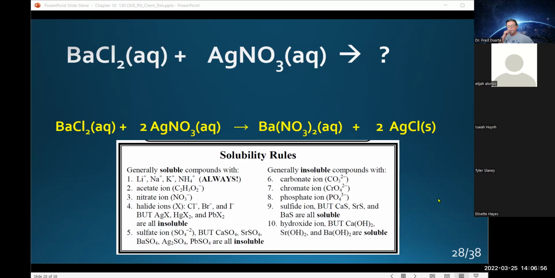Again, with respect to double replacement reactions, if both new products are soluble, we get no reaction. If one of them is insoluble, or even both of them are insoluble, then you have a positive reaction.